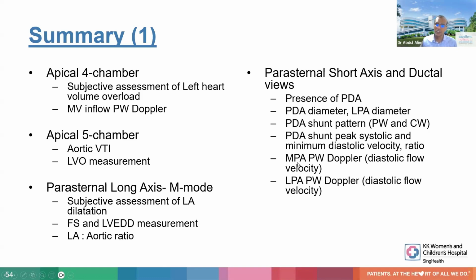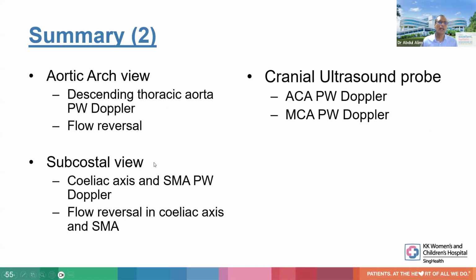Then measure the main pulmonary artery pulse wave Doppler and left pulmonary artery pulse wave Doppler. So all can be measured in the parasternal short axis and high parasternal short axis views. Then go to the aortic arch view, measure the descending thoracic aorta flow reversal. Then using the same probe, we can go to the subcostal view and look at the celiac axis and look for the flow reversal in the superior mesenteric artery or celiac axis.